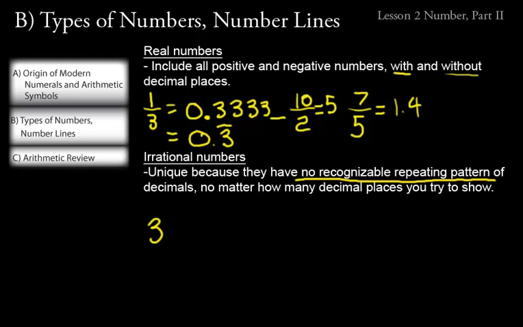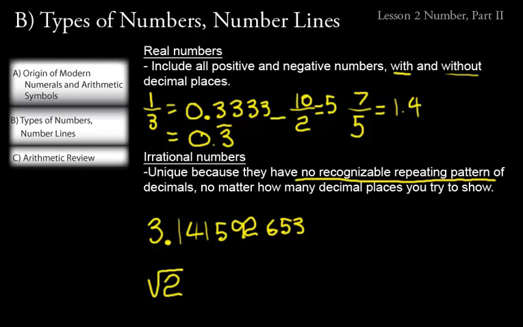So pi, for example, 3.141592653, and so on. It doesn't have a repeating pattern to it. Neither does the square root of 2. In fact, there's a lot of numbers that are irrational.